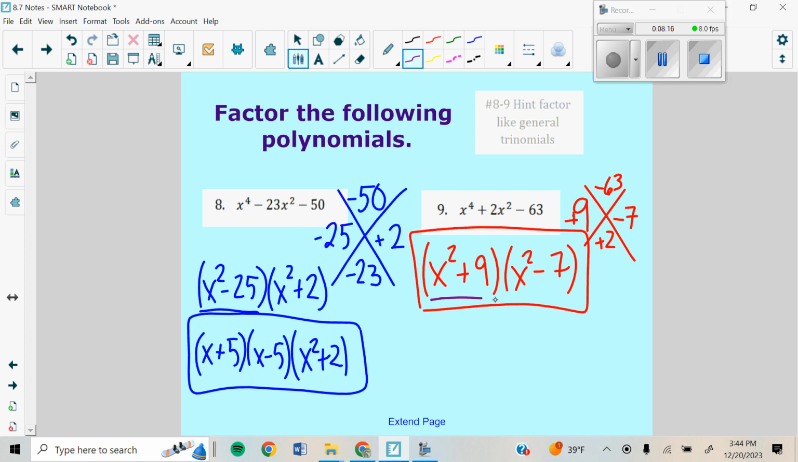Now, some of you might be going, but those are perfect squares, and they are, but it is a plus, so it is not a difference of perfect squares. You cannot split sums of perfect squares.